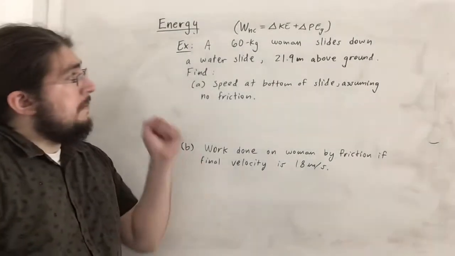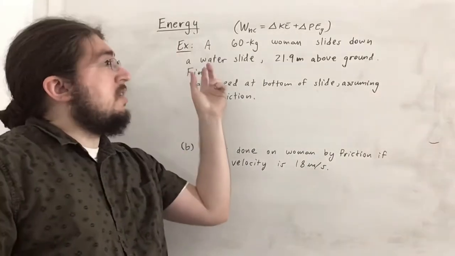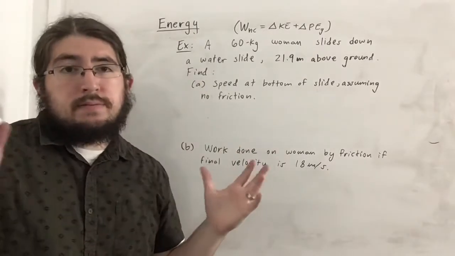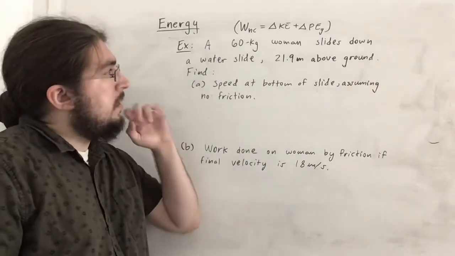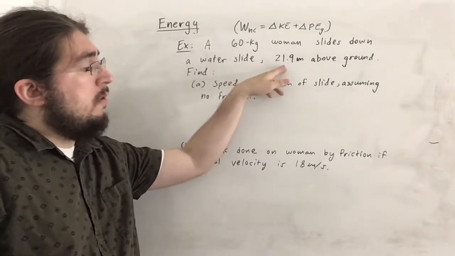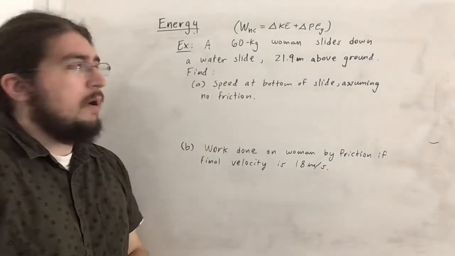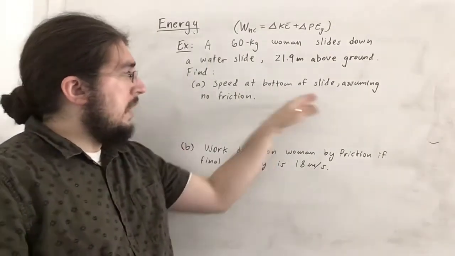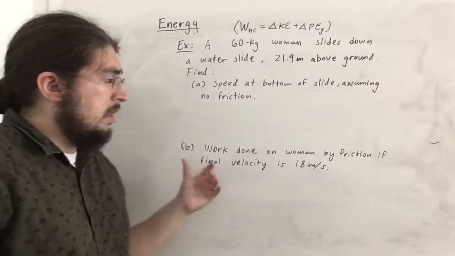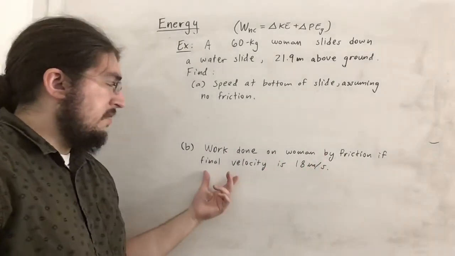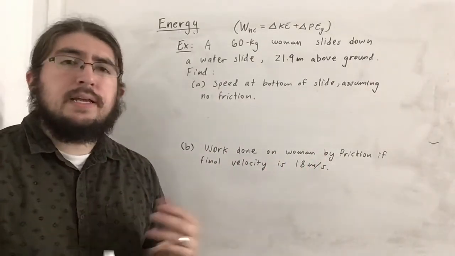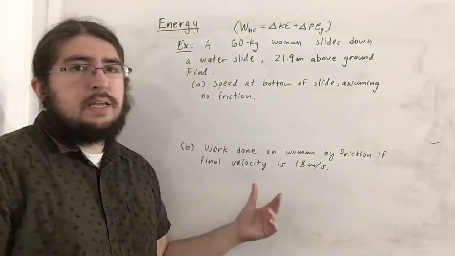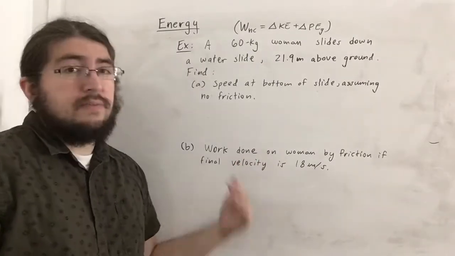Right, so for this example, we have a 60 kilogram woman sliding down a water slide, starting from no initial velocity. The water slide is 21.9 meters above the ground, which is quite high. We're asked to find two things: the speed at the bottom of the slide assuming no friction, and the work done on the woman by friction if the final velocity is 18 meters per second. So these are kind of opposite things. Here we're assuming no friction, find velocity. Here, for a given velocity, we're asked to find friction.